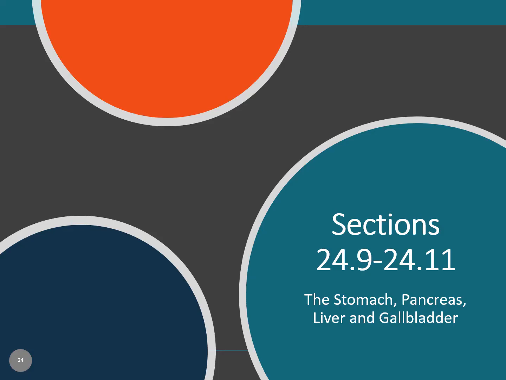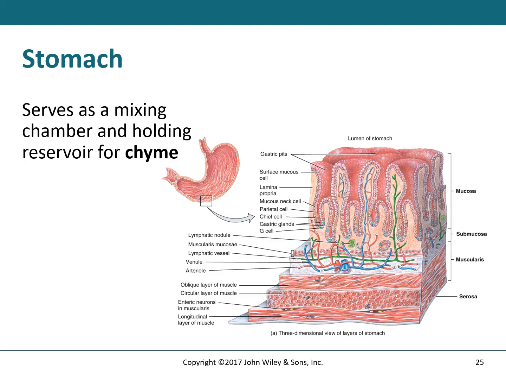Moving on to sections 24.9 through 11, we're going to go more in depth here on the stomach, the pancreas, the liver, and the gallbladder. So the stomach is going to serve as a chamber for holding and mixing this thing called chyme. What's chyme? Well, chyme is the mixture of food plus digestive enzymes that are secreted into the stomach.